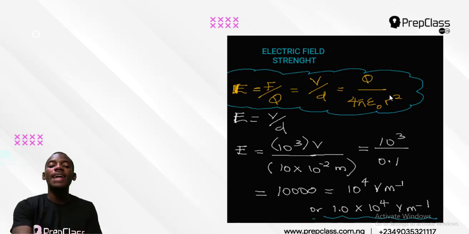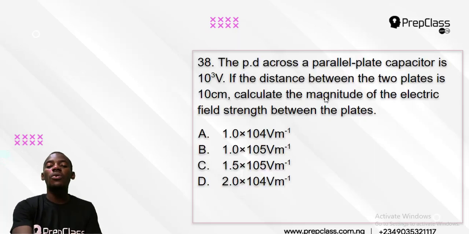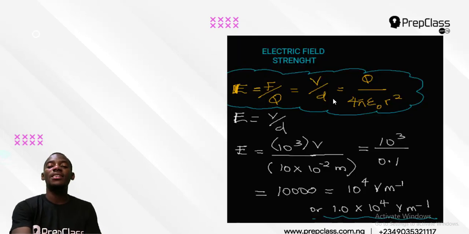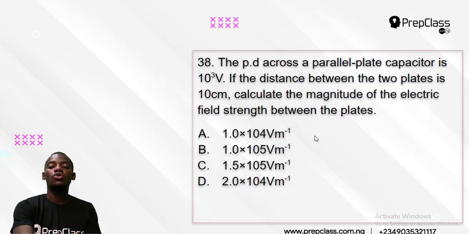Now the one that applies to this question is this one, V over D, for one reason: the question spoke about potential difference V, and it spoke about distance D. So the question says calculate the magnitude of the electric field strength, and I'll be using this V over D. My V in the question is 10 raised to the power 3, and my D is the distance, given to me in the question between two plates.